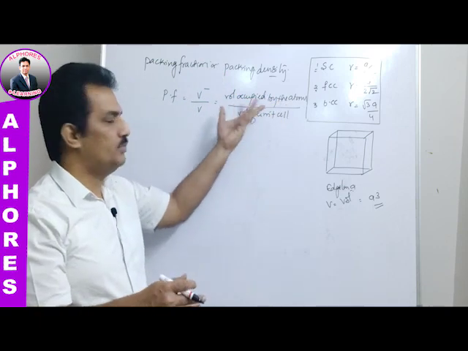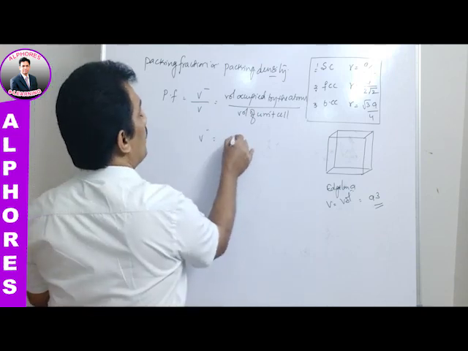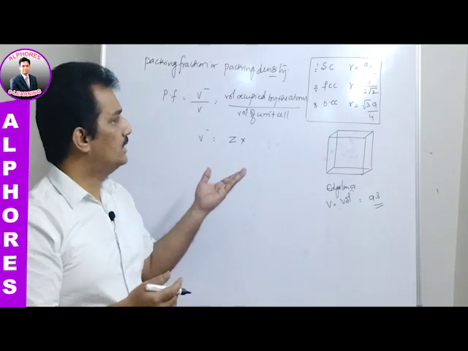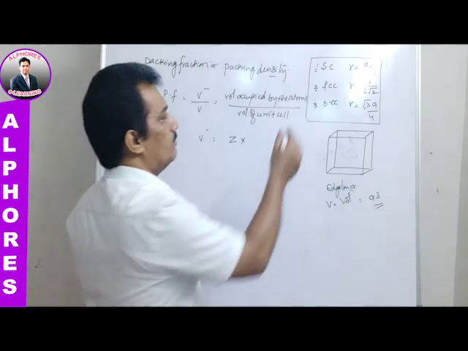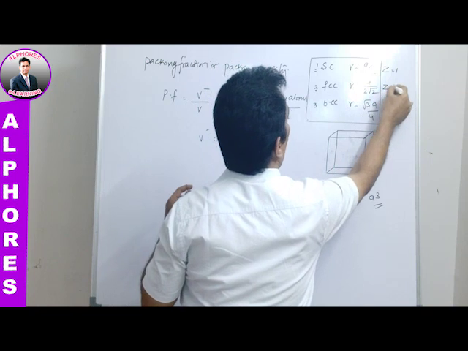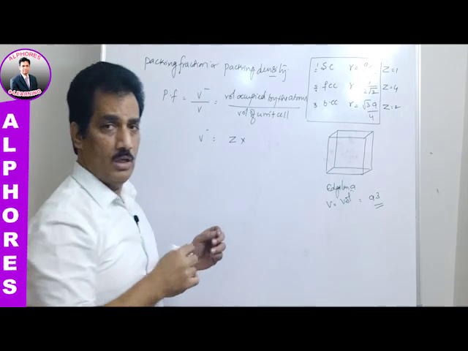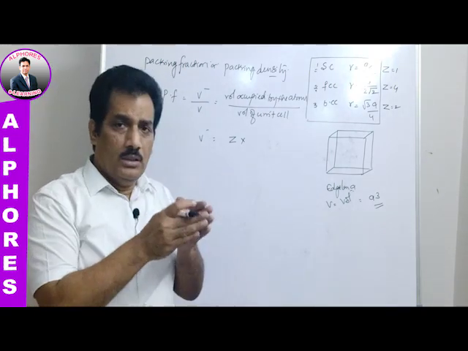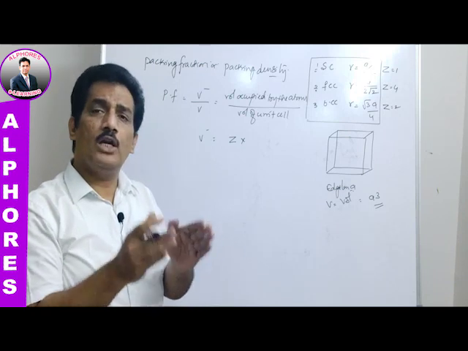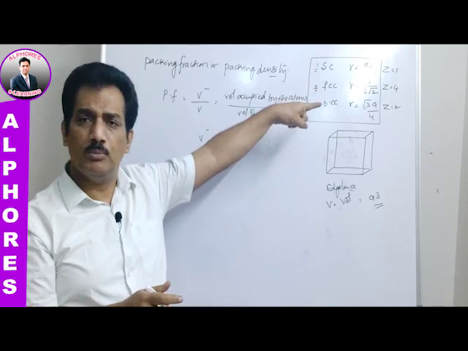How to get it? V bar is equal to the number of atoms that can be present in that unit cell. This is also already known. For simple cube, Z is 1. For FCC, Z is 4. For BCC, Z is equal to 2. It is nothing but the sum of contributions of all the atoms at different lattice points, which is the number of atoms present in the unit cell.